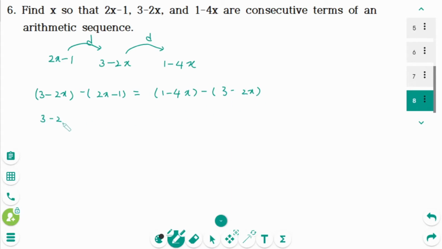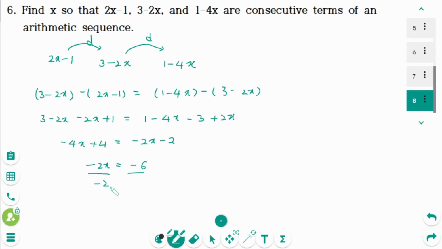Then 3 minus 2x minus 2x plus 1 equals 1 minus 4x minus 3 plus 2x. Then simplify. Minus 4x plus 4 equals minus 2x minus 2. Then move minus 2 to the left. Minus 2x equals, move 4 to the right, minus 6. Then divide by minus 6 on each side. x equals 3. This is the final answer.